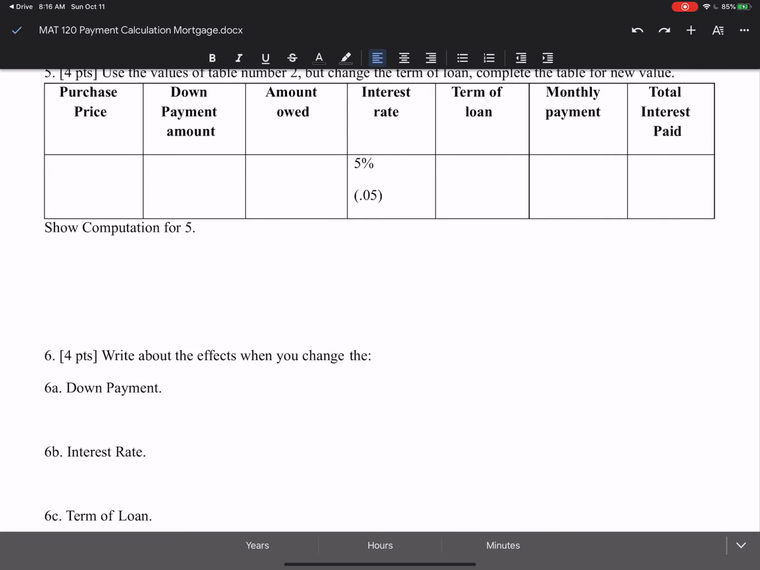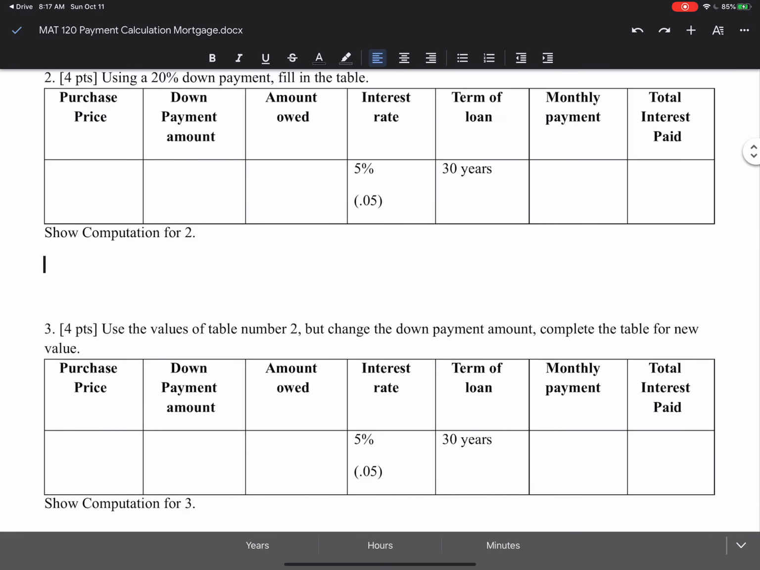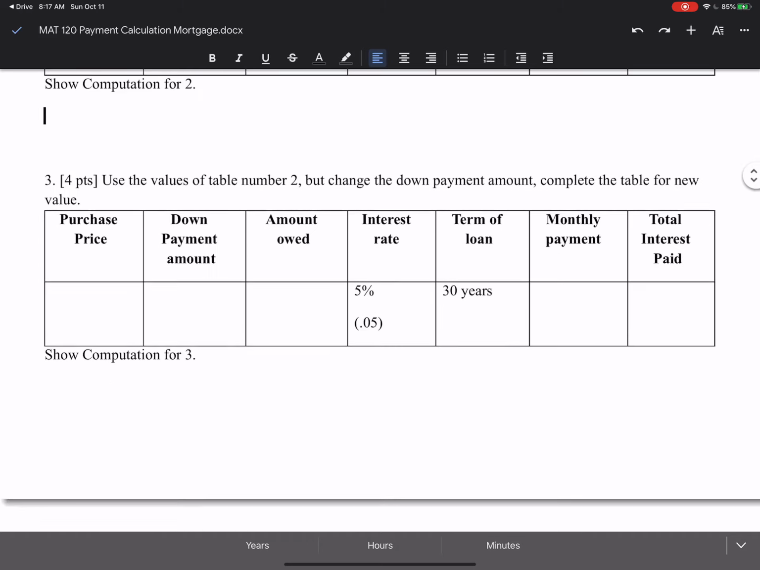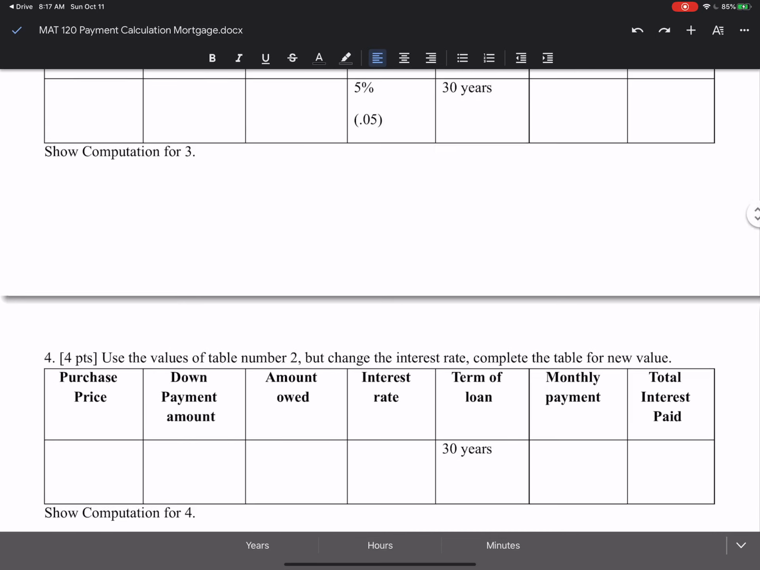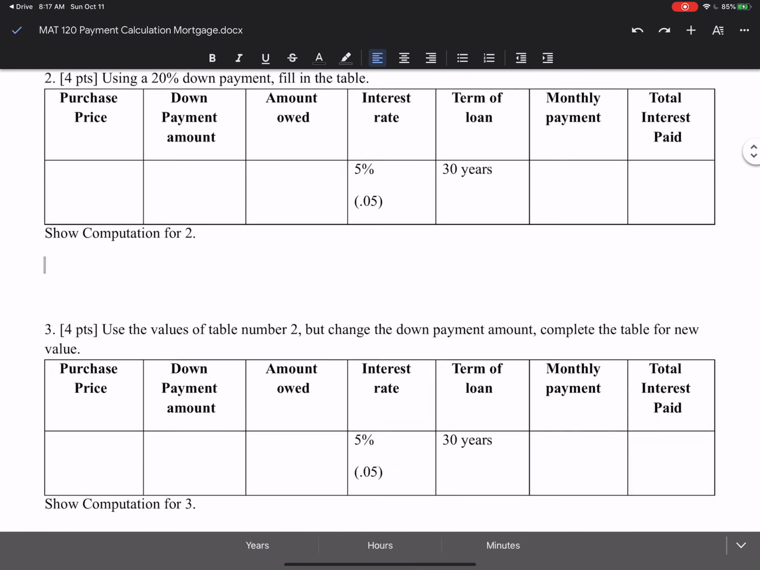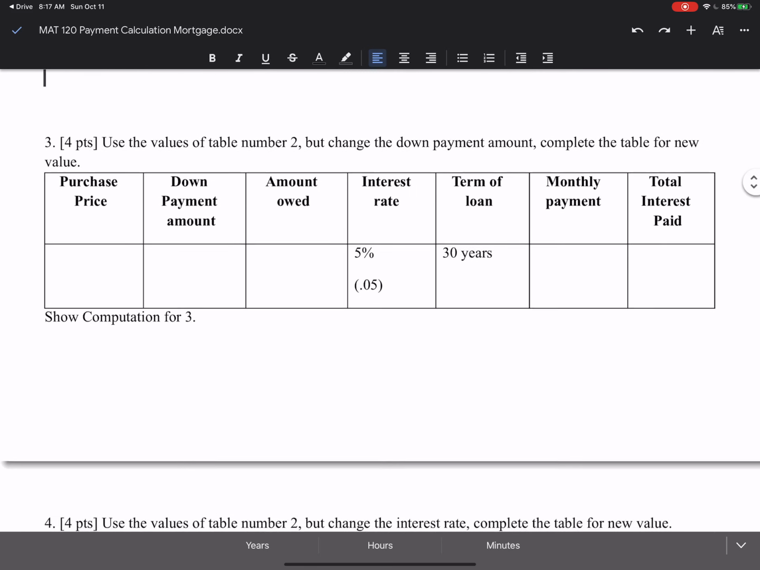When you're talking about the effects, you should at the very least tell me about both the monthly payment and the total interest paid. Now, when you changed the down payment in number 3, how was the monthly payment different from the monthly payment in number 2? How was the total interest paid different from what you got in number 2? And then the same thing when you're talking about the interest rate, compare your monthly payment in number 4 to the monthly payment in number 2. Compare the total interest paid in number 4 to the total interest paid in number 2.